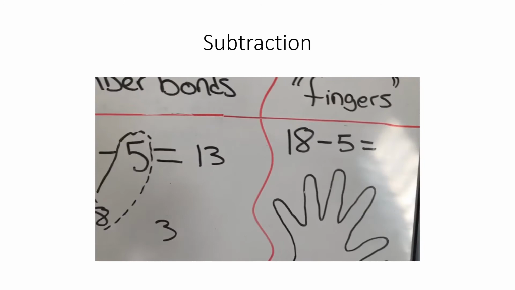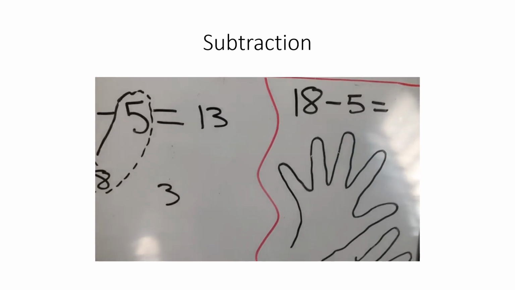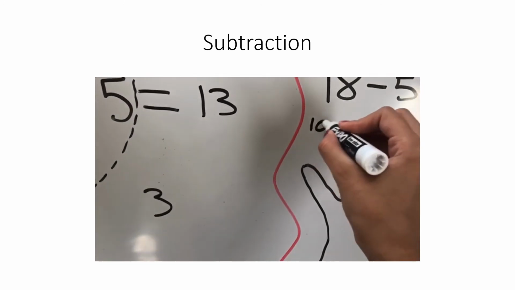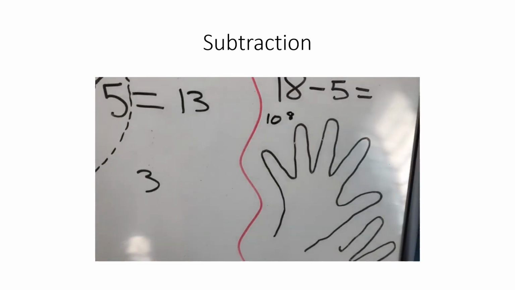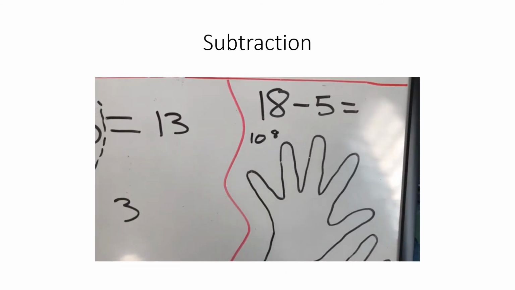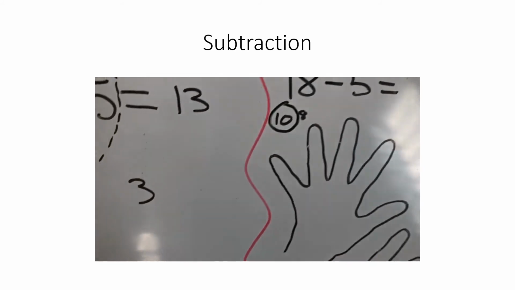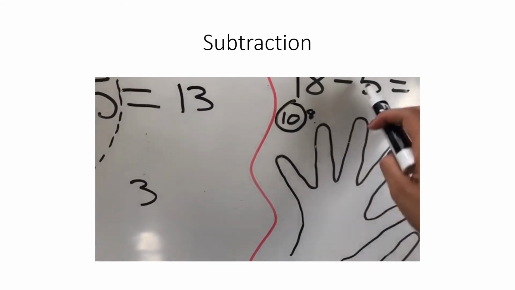Now we can use the last method, fingers. So we have 18 minus 5. I can do this. So 18 minus 5, I can break that down into 10 and 8. Okay, so can I subtract 5 from 8? Yeah, I can do that because I have enough. So I'm not going to use 10. I'm going to focus on subtracting 5 from 8.